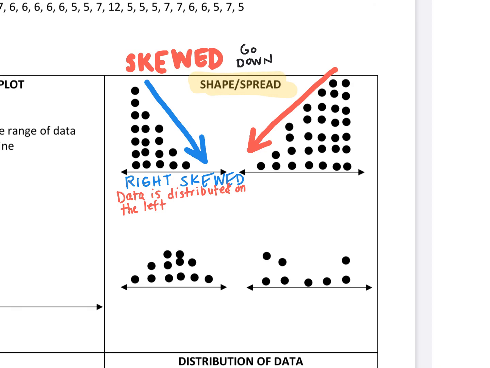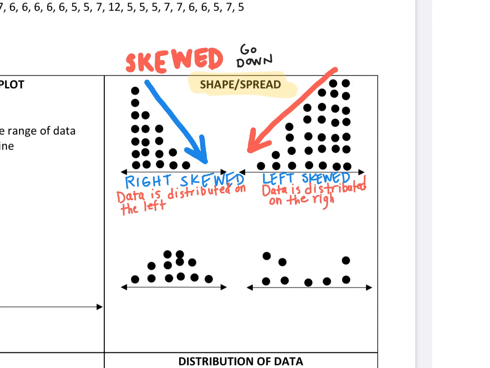Therefore, the name of this graph is left skewed. So because it's going down on the left, we're going to say it's left skewed, which means there's less on the left-hand side, okay? Most of the data is distributed on the right. So the data is distributed. Make sure you write this stuff down. Distributed on the right.